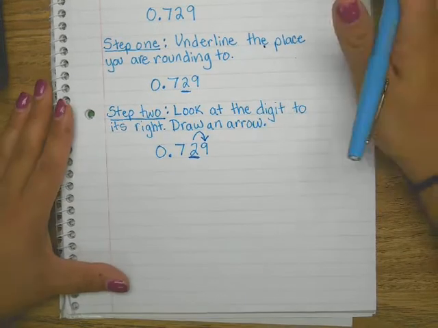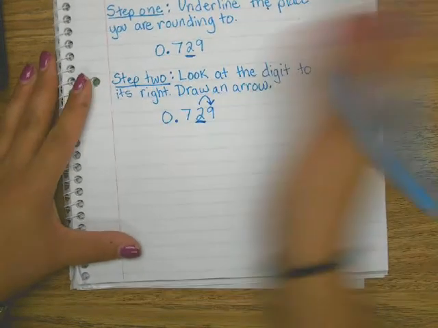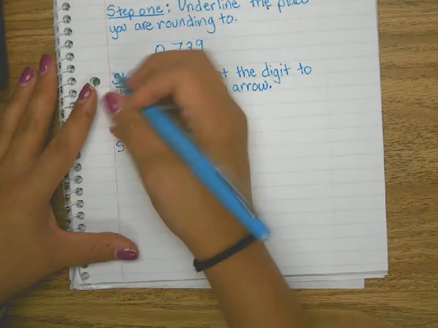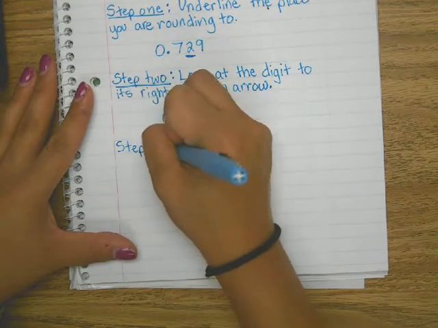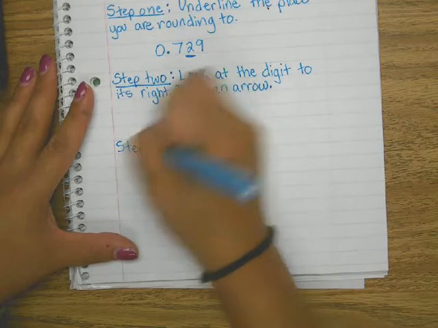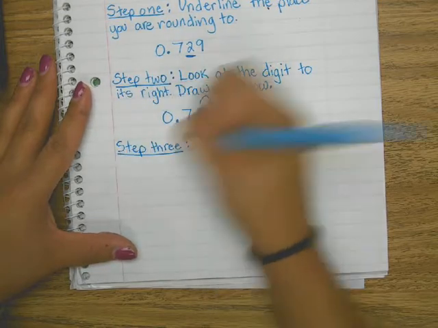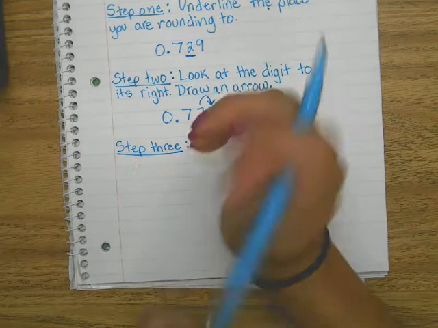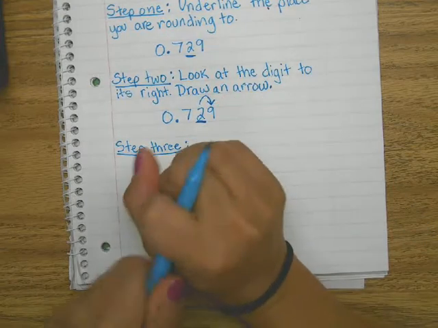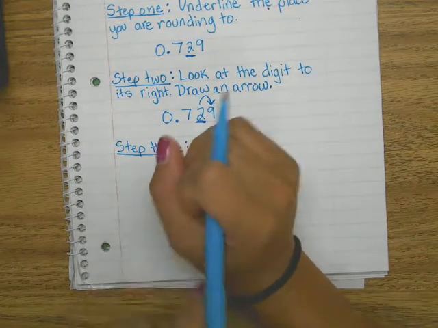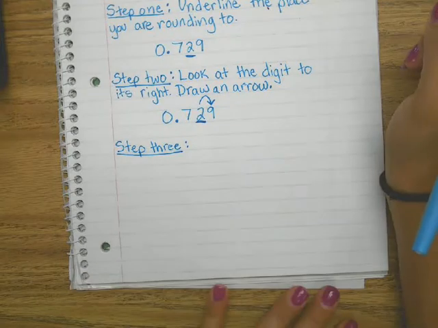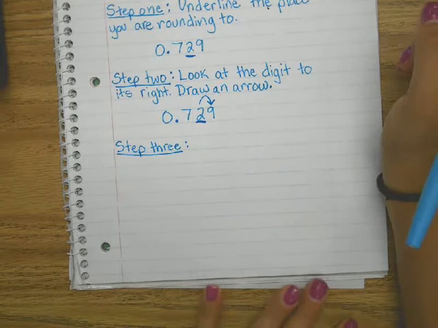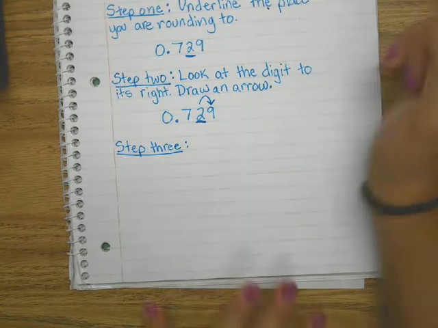Okay, then step 3, which is our last step. If it is 5 or more, increase the digit to the left by 1. If it's less than 5, just use the digit to the left. So let's write that down and then we'll see what that means.